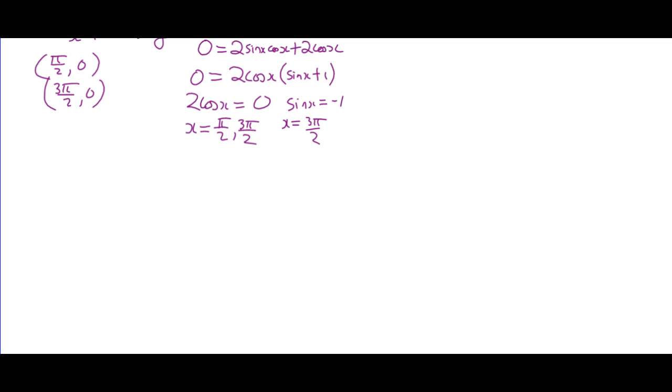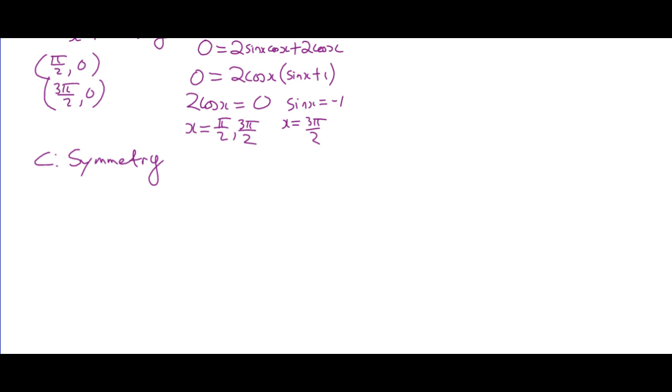So what's next? Symmetry. We're only going from 0 to 2 pi, so we're not really going to worry about symmetry. It reflects about the y-axis, maybe, but I'm not really worried about that because we don't have to draw over there.